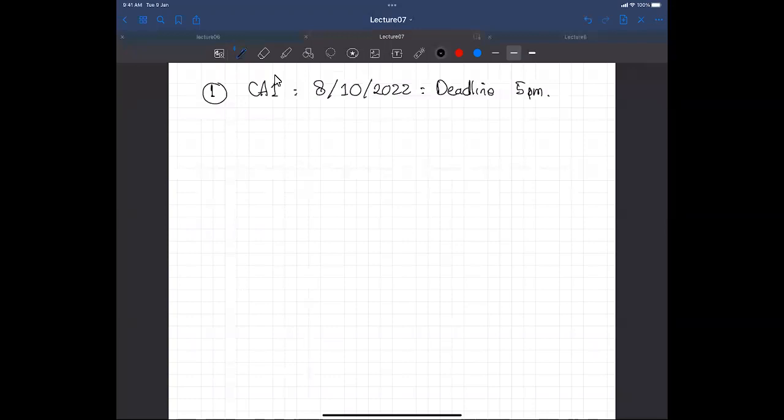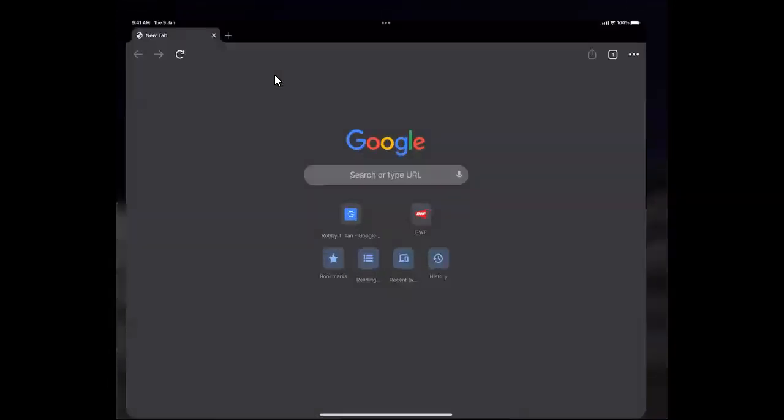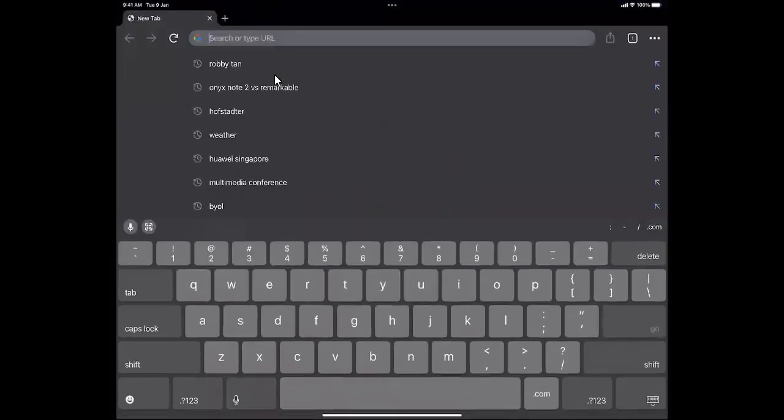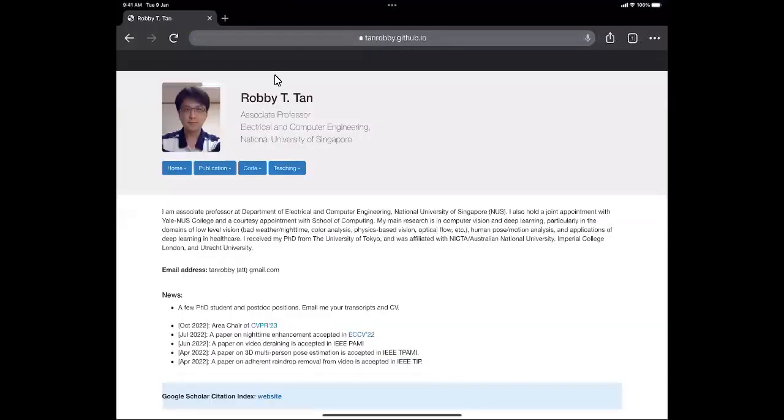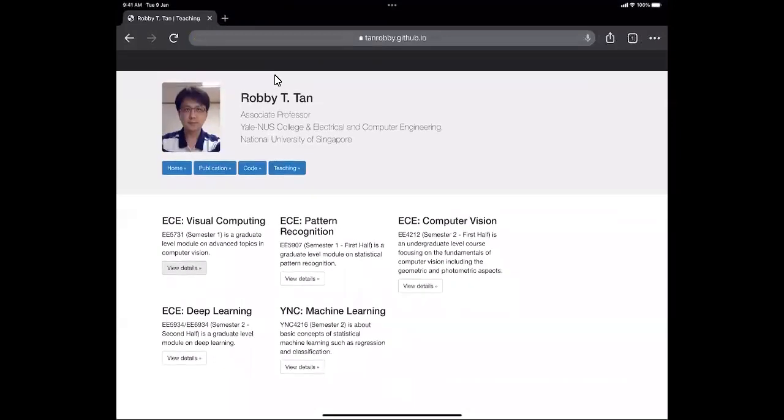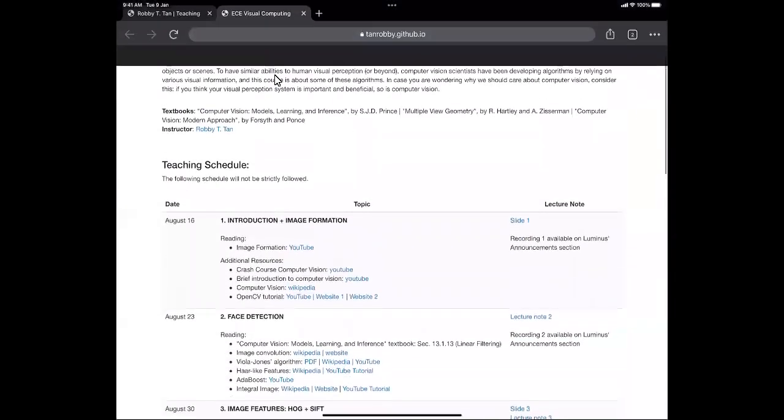Any question for CA1? If there is no question, the second thing is maybe CA2. CA2 is already up there, but I haven't announced it yet because I don't want you to get confused. But it is already online.